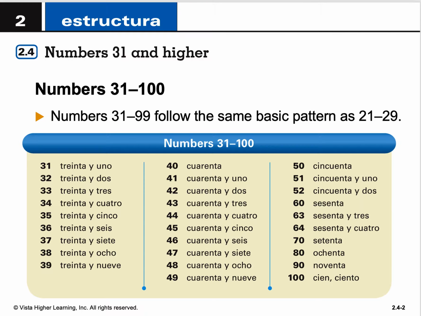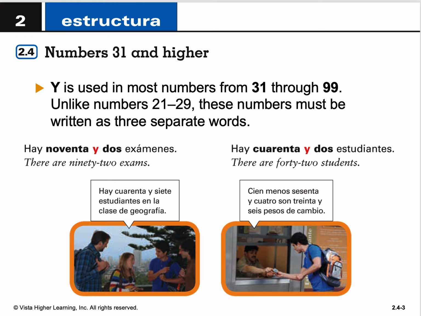And so we're going to have that same pattern all the way till we get to 100, which we're going to have is cien. Many times we use cien, and ciento is sometimes used as well. The y is used in most numbers from 31 to 99. Unlike 21 through 29, these have to be two separate words. So remember we talked about how 21 could actually be all one word. It's different once we hit 30.